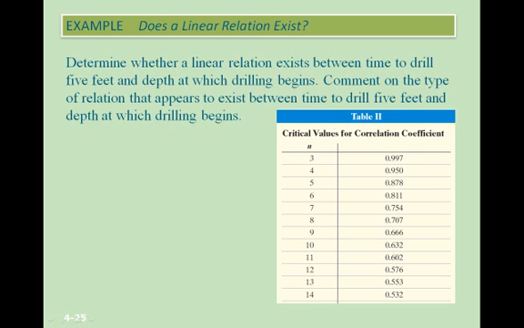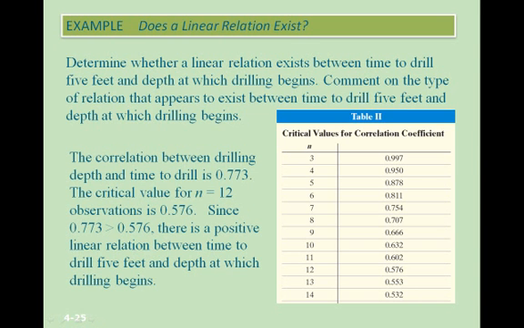So here is the table from the appendix that you'll be given with the critical values for our correlation coefficient. The correlation between drilling depth and time to drill was 0.773, as we calculated previously. Notice in this table that the critical value for n equal 12 observations is 0.576. Since 0.773 is greater than 0.576, there is a positive linear relation between time to drill 5 feet and the depth at which drilling begins.